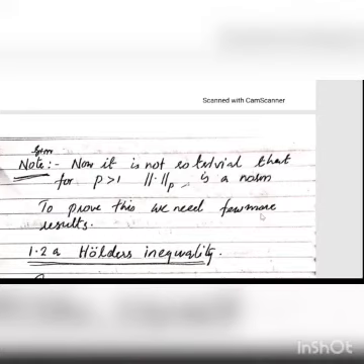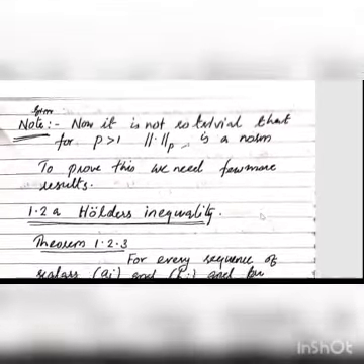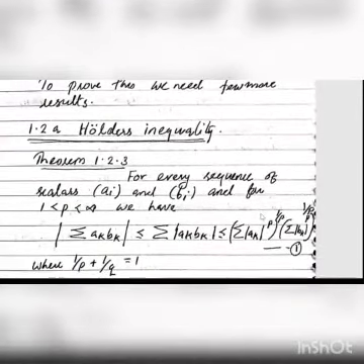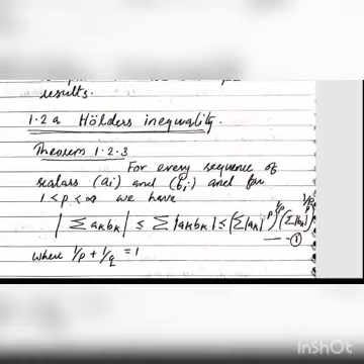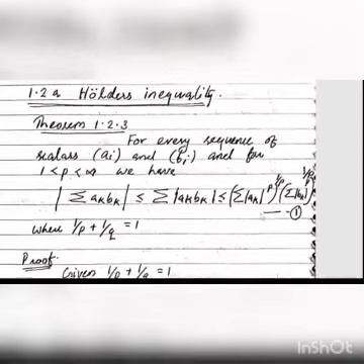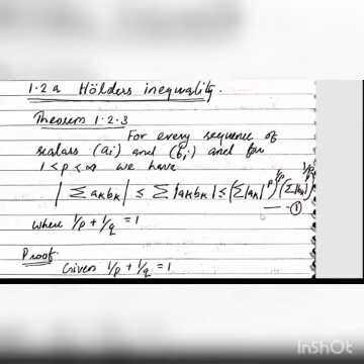So we have written here that it is not so trivial that for p greater than 1, norm p is a norm. To prove this is a norm we need a few more inequalities. The first inequality is Holder's inequality. This Holder's inequality has two versions, one in summation and another in integration. Theorem 1.2.3 is the summation version and theorem 1.2.4 is the integration version.